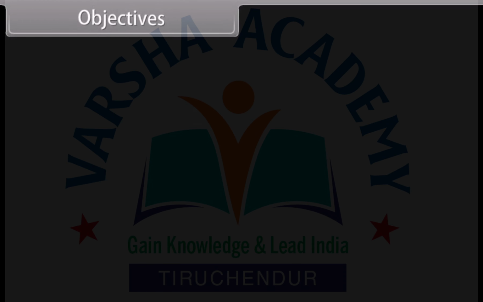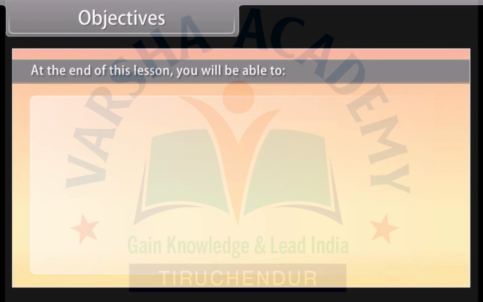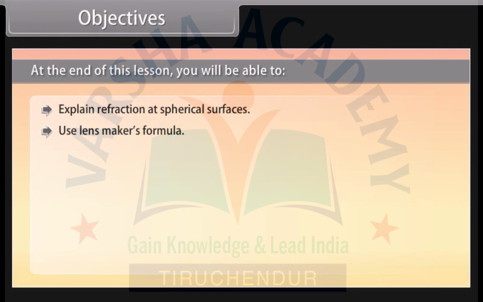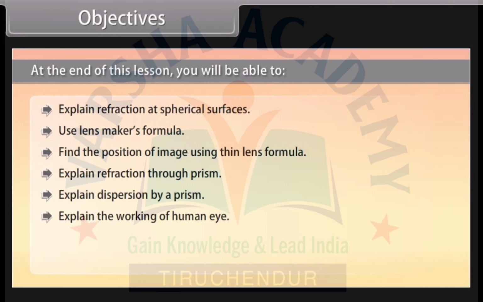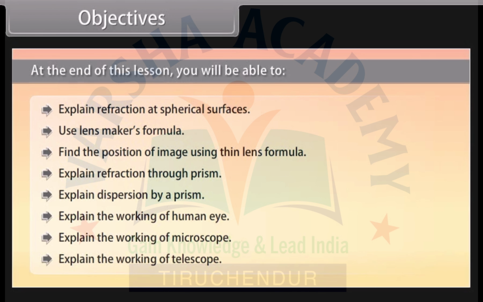Objectives. At the end of this lesson, you will be able to explain refraction at spherical surfaces, use lensmaker's formula, find the position of image using thin lens formula, explain refraction through prism, explain dispersion by a prism, explain the working of human eye, explain the working of microscope, explain the working of telescope.